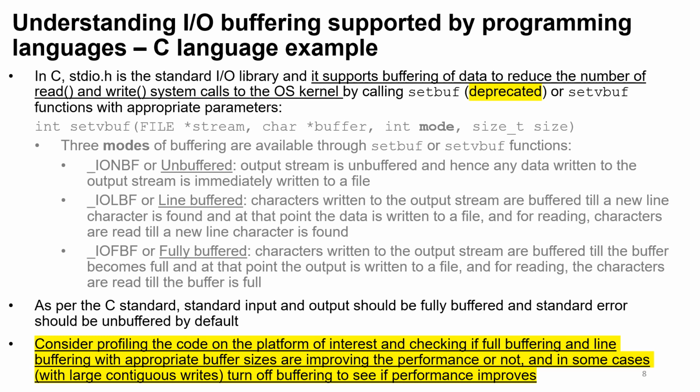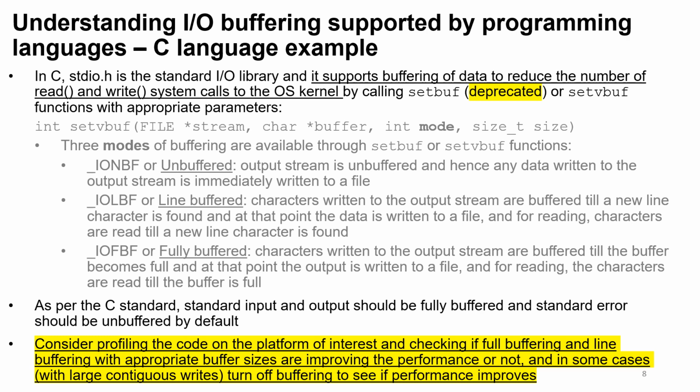Unbuffered mode means that the output stream is unbuffered, and hence any data written to the output stream is immediately written to a file. In the line buffered mode, characters written to the output stream are buffered till a newline character is found, and at that point the data is written to a file. In the fully buffered mode, characters written to the output file are buffered till the buffer becomes full, and at that point the output is written to a file. And the last argument to this function setvbuf is the size of the buffer.